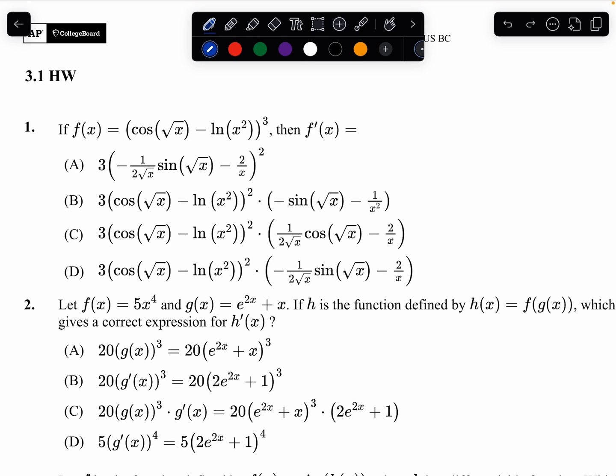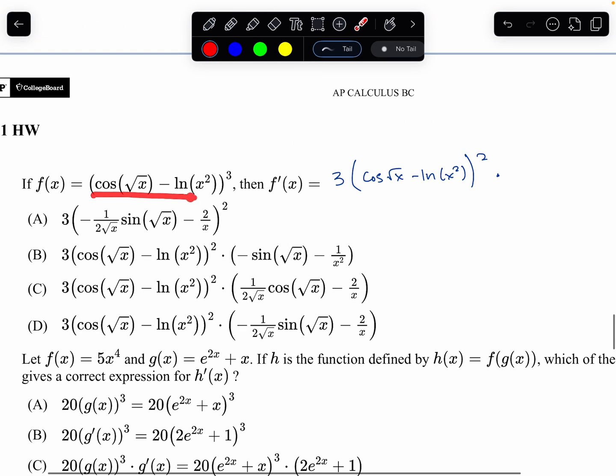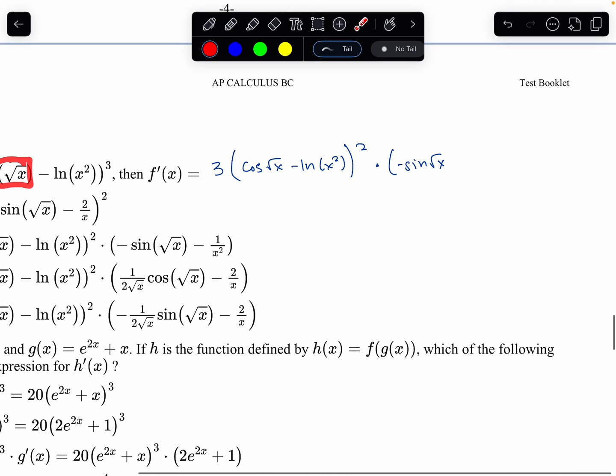So first we'll do the 3, and then we'll do cosine of the square root of x minus the natural log of x squared. That will be squared. Okay, and then I'm going to multiply. Now I'm working inside. We'll take the derivative of cosine, which is going to be negative sine of the square root of x. But now I'm going to pause because now I have to take the derivative of the inside of that. So times 1 over 2 root x.